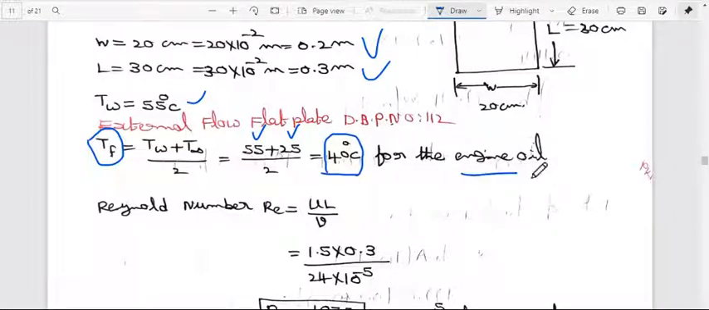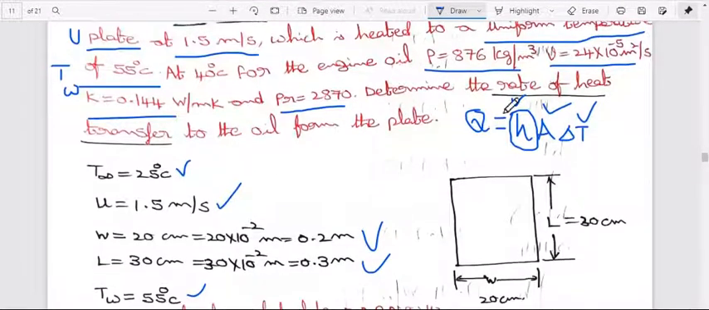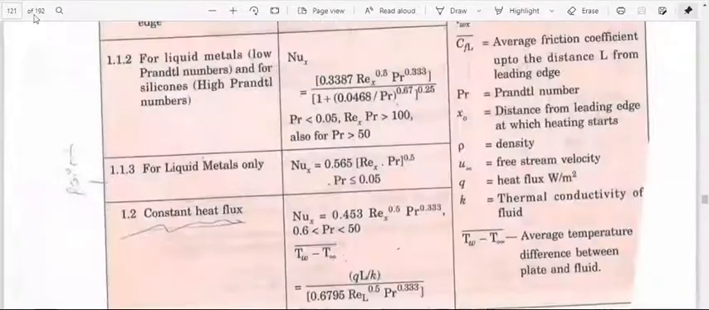So what are the engine oil properties? Already given in the question: density value, nu value, K value and Prandtl number. We observed the Prandtl number is 2870, in our data book, page number 21.